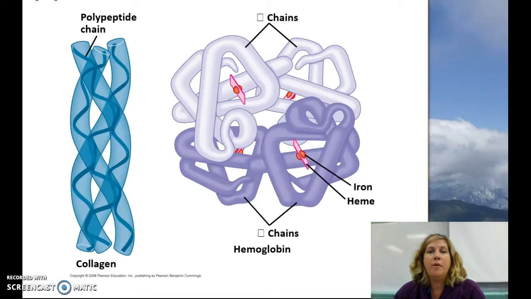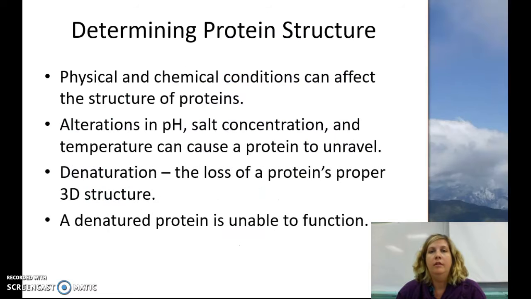So there's an example of the polypeptide chains in collagen, and then there's an example of the chains in hemoglobin. So you can see the 2 alpha and the 2 beta chains forming together, and you can see the iron, or the heme group, in the center, and that is actually what gives hemoglobin its distinctive color, which is red, and that is what gives red blood cells their distinctive color, which is what makes our blood red.